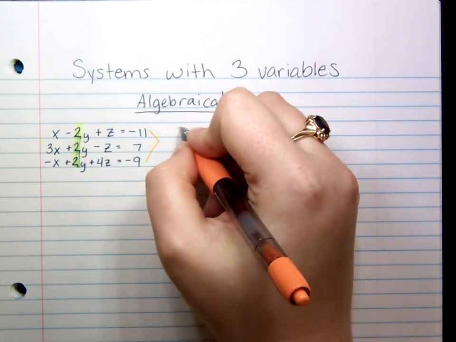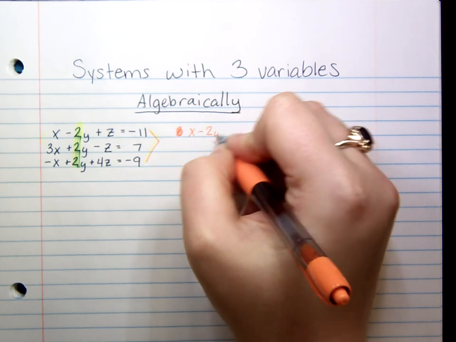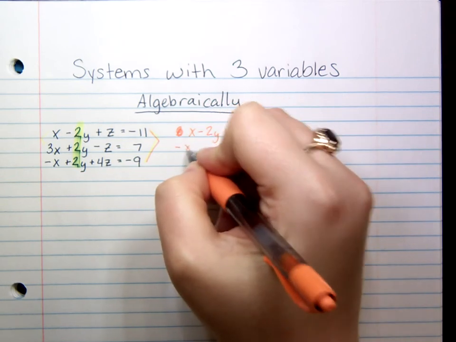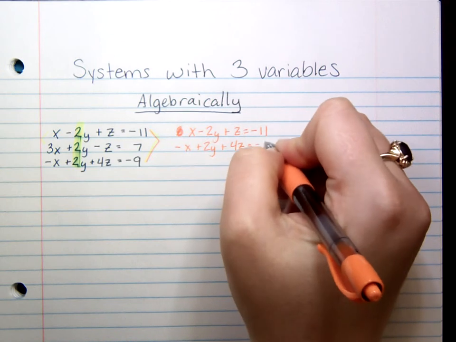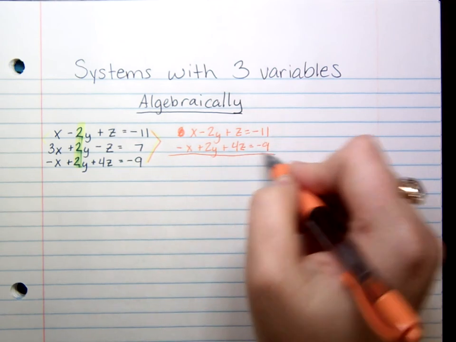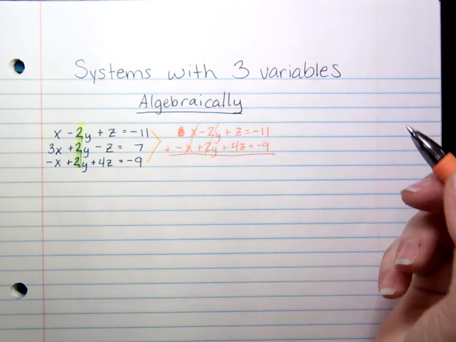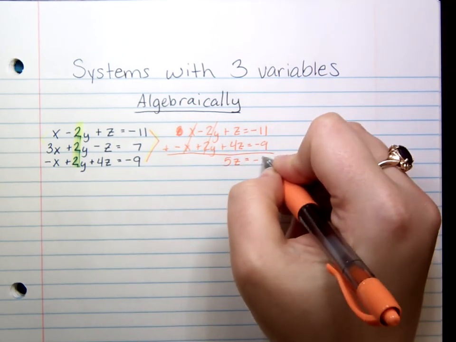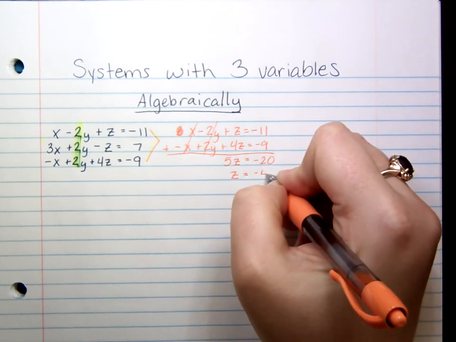I'm going to rewrite them over here. Whoops, starting at the wrong spot. x minus 2y plus z equals negative 11, and negative x plus 2y plus 4z equals negative 9. When I combine these together, I get lucky and two of these cancel out, which leaves me with 5z equals negative 20, which means our z value is negative 4.